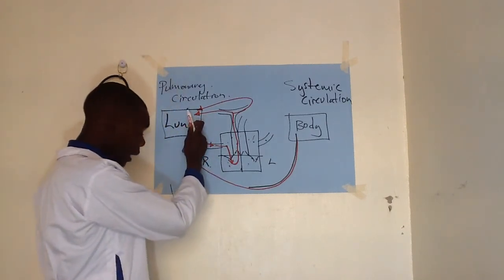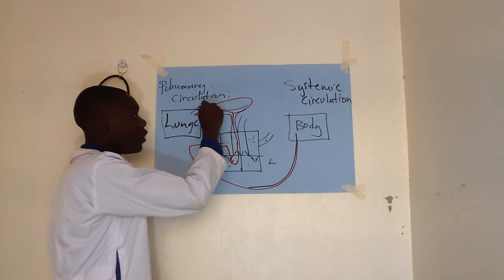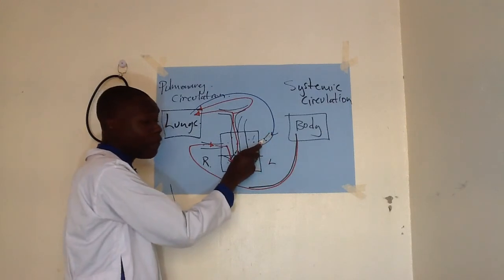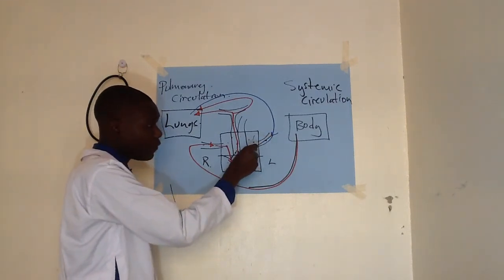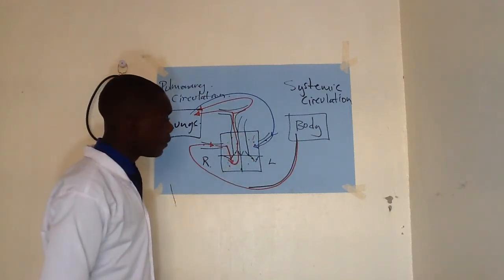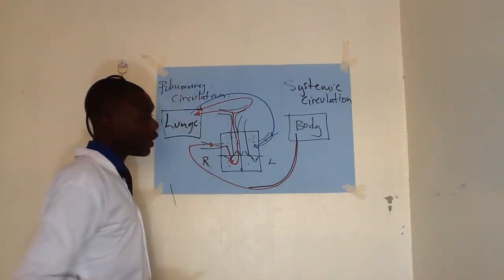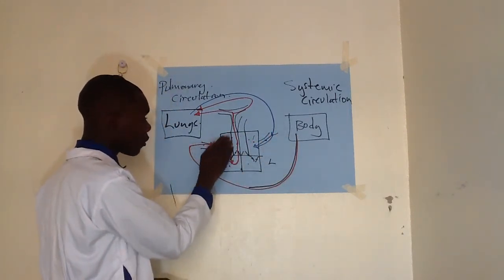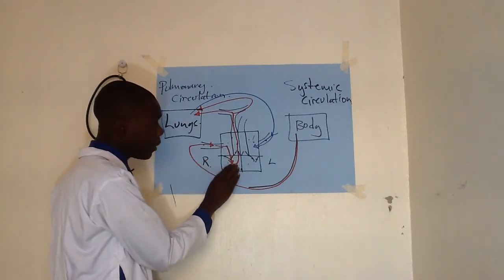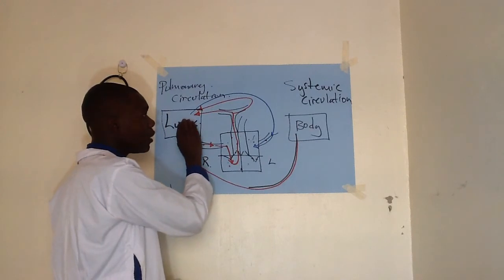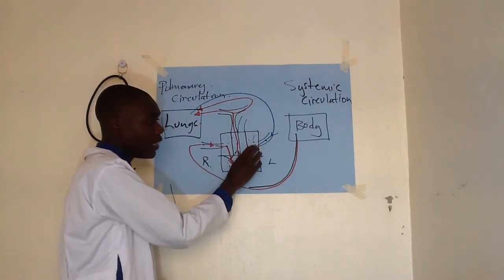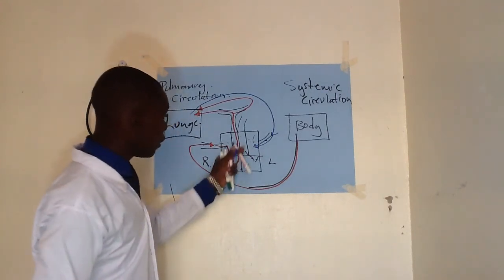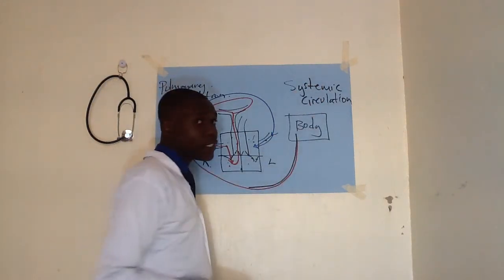So after this blood picks up oxygen in the lungs, it is going to return to the heart via the pulmonary veins and into the left atrium. And that's where the pulmonary circulation will end. So pulmonary circulation starts with blood coming back from the body to the right side of the heart, being pumped to the lungs, picking up oxygen, and going back to the heart via the left side of the heart when it's now oxygenated. Now from this point, our systemic circulation starts.